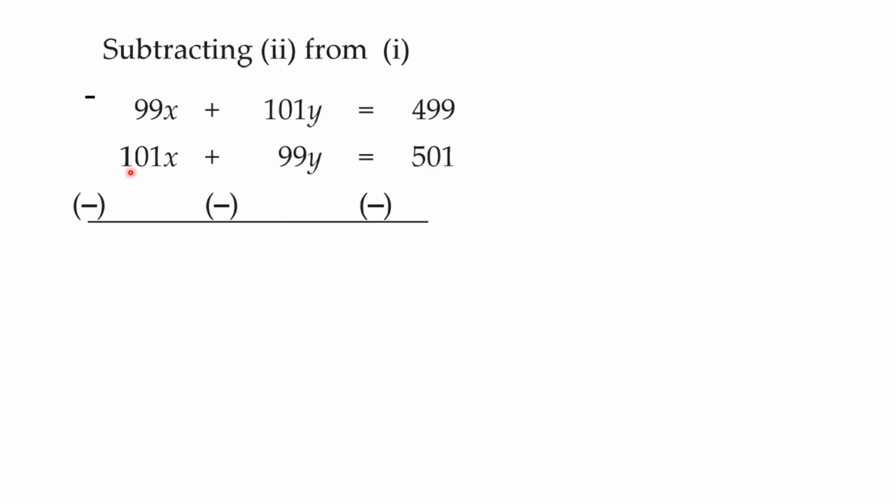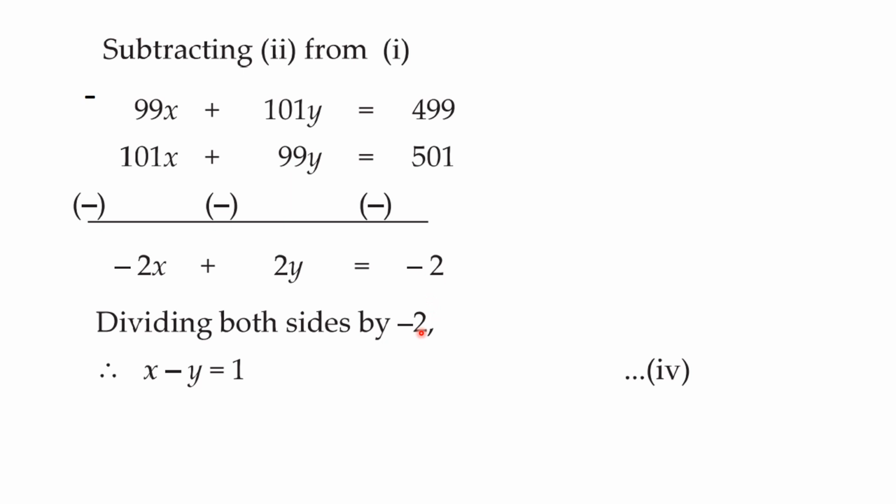Now see, minus 101x plus 99x, so we will get minus 2x here. And here we will get plus 2y equal to minus 2. Again, all these three terms are divisible by minus 2, so let us divide by minus 2. Then we will get one more simple equation, x minus y is equal to 1. Number this as 4.